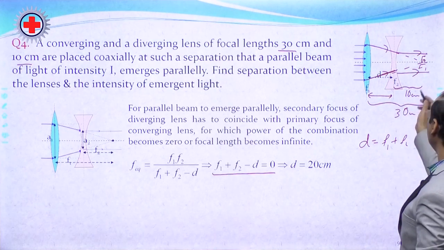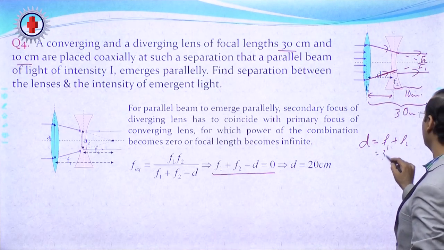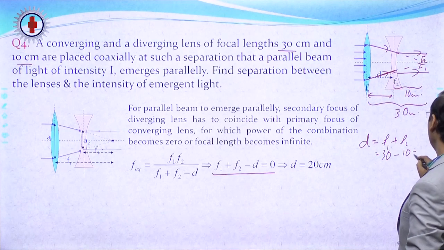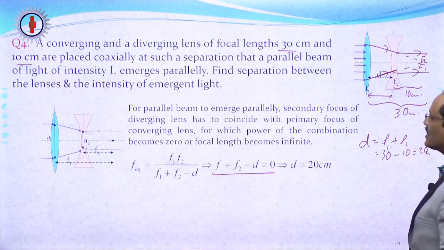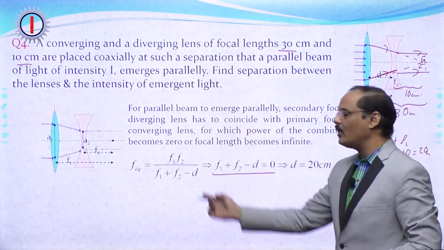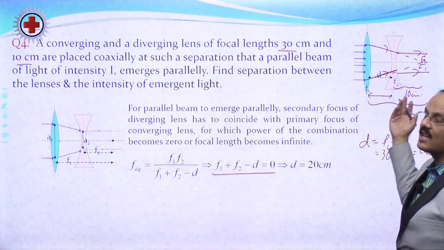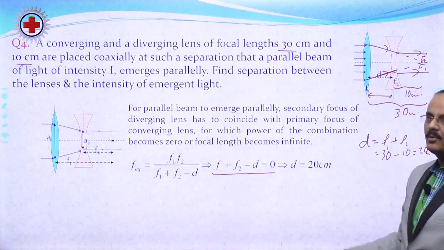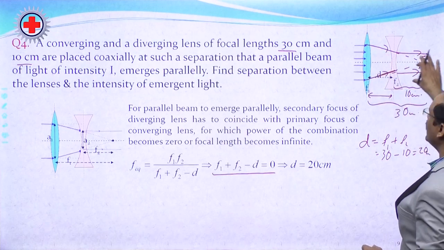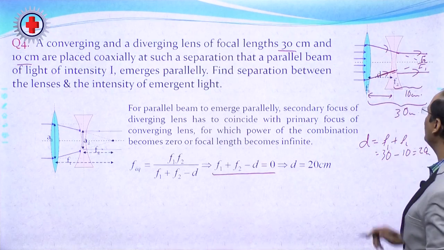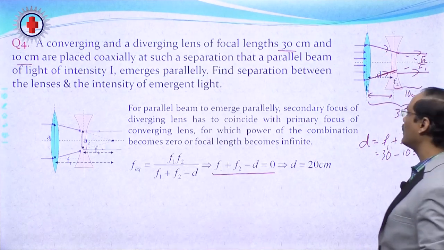F1 is 30 centimeter, F2 is minus 10 centimeter. 30 minus 10, it comes out to be 20 centimeter. But from the formula you cannot visualize what is happening. But without formula, if you look at how rays are going, you can visualize and answer this particular question.